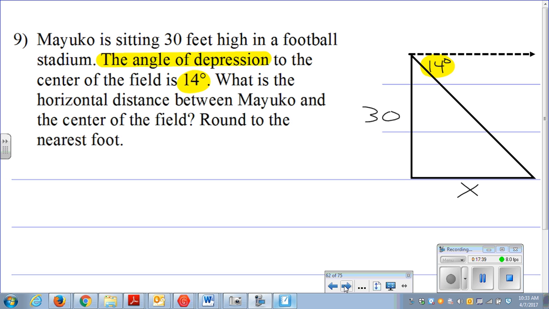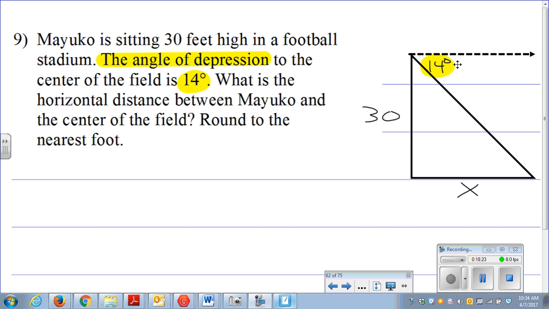Okay, so here we have Mayuko, and he's sitting up here, and it is 14 degrees here for the angle of depression. So you start horizontal, and he's looking down 14 degrees to the center of the field, and he's 30 feet up in the stadium. And since they want to know the horizontal distance, they want to know from the bottom of the stadium all the way to the center of the field. If it didn't say horizontal, it's a good chance that they want to know the distance from here to here.